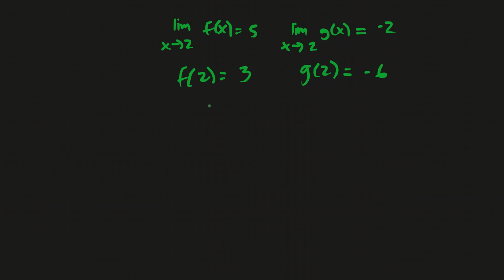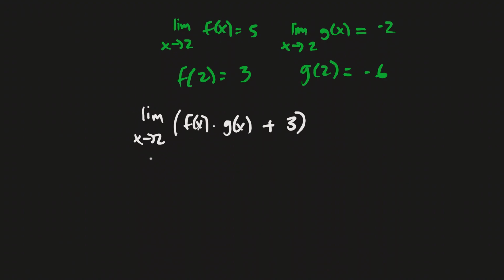Now, why did I write these four things out? Well, I wrote these four things out because I'll need them for solving this limit problem. So what's the problem? This is the problem. The limit as x approaches 2 for f of x times g of x plus 3. So how would I solve this?